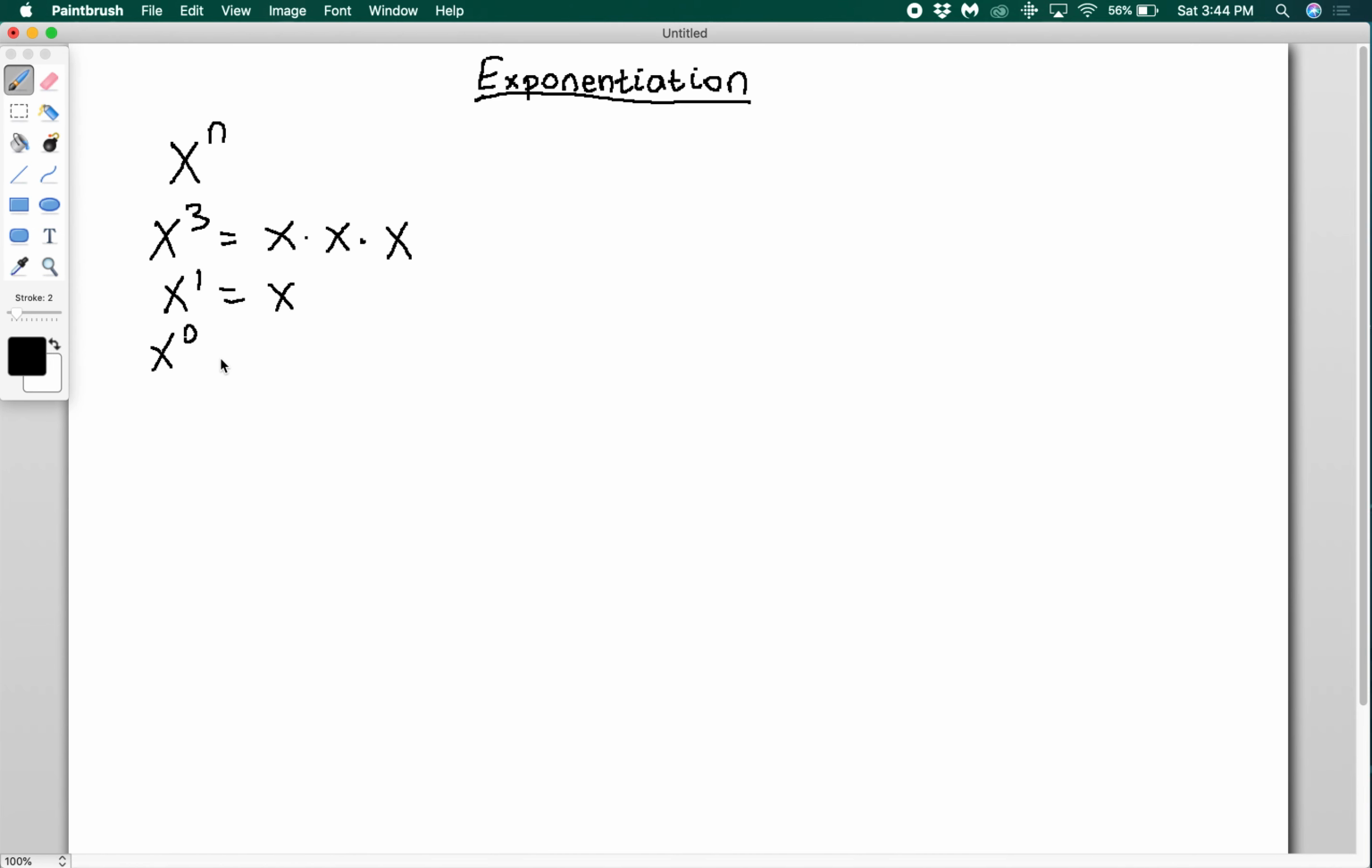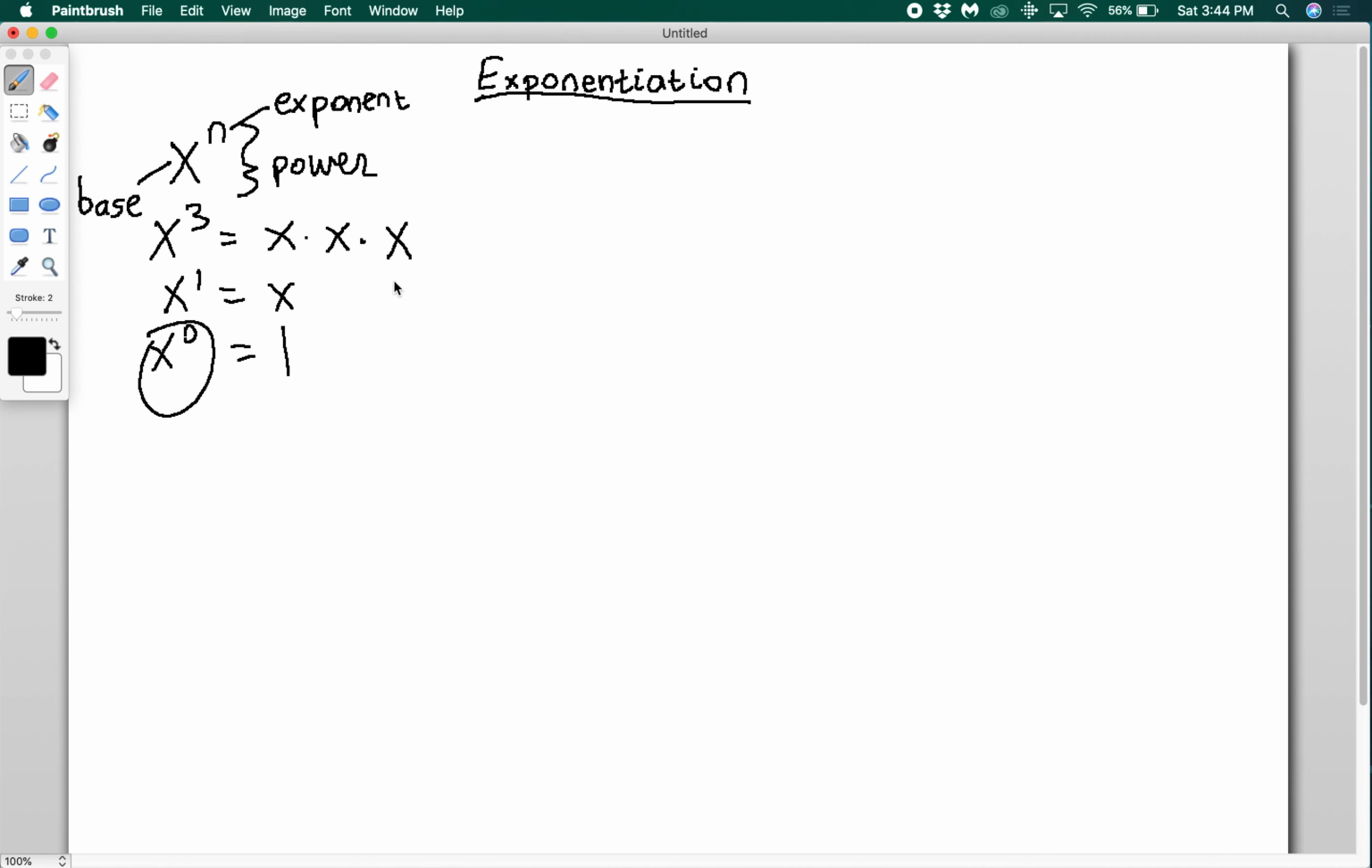If I have x to the 0, and this is kind of an identity we'll talk about later, x to the 0 is actually just 1. Any number raised to the 0th power is 1. So when we talk about exponents, this number, the x, we refer to as the base. The n is the exponent, and the entire thing is the power.